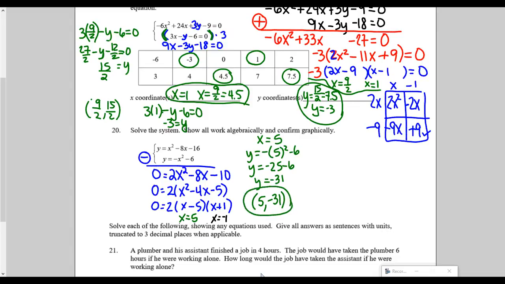Then my second intersection point was x equals negative 1. When I plug that in, the opposite of negative 1 squared. So when I square, I get positive 1, but now I multiply by negative. So I get y is negative 7. So I have negative 1, negative 7 is that point of intersection. If I need to confirm this graphically, I can put them both in my calculator.